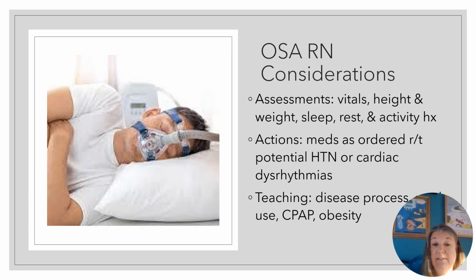Our assessments, same deal. Vitals, right? Hypertension and dysrhythmias, possibly, because of the hypoxic periods. Maybe some inflammatory markers like our CRP and our ESR. We're going to talk about healthy weight, activity history. We're going to talk about social history like drinking and smoking, that sort of thing.